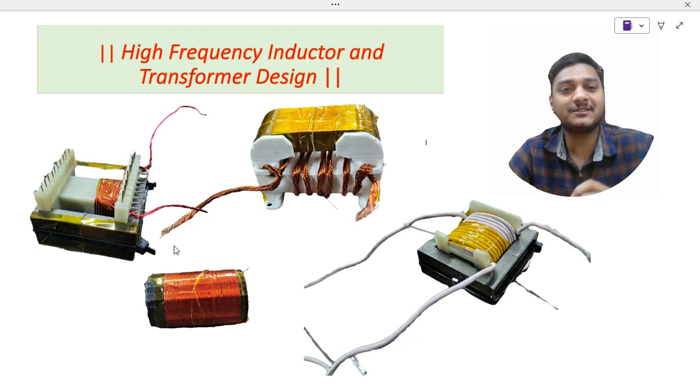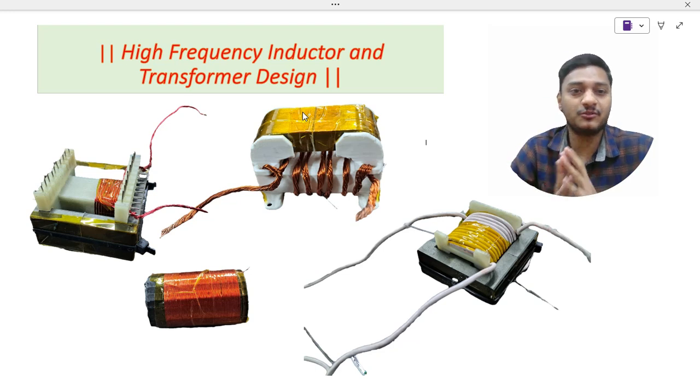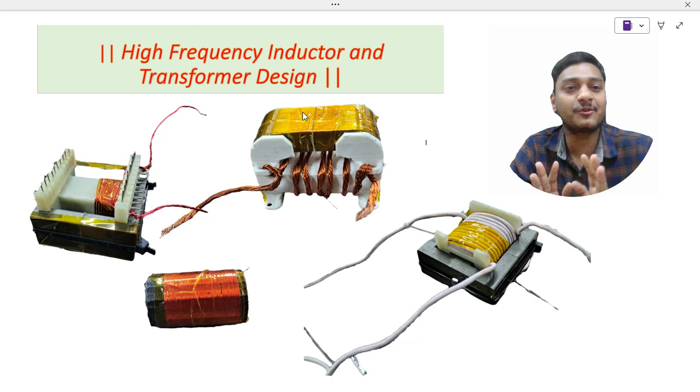But sometimes cost is the thing which defines which core to use, right? So all the things are there, power ratings and all, so that we will come to gradually. Okay, so we have our story in mind, what we are going to start learning: high frequency inductor and high frequency transformer design. What all aspects we are going to cover, you understood.